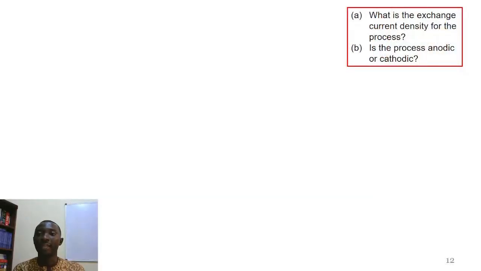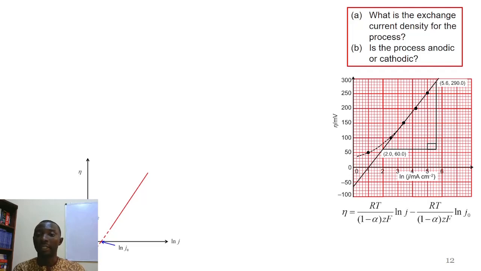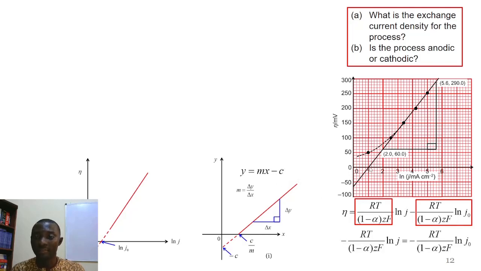Now, the first question says, what is the exchange current density for the process? Let us return to our graph. If you look at this graph, it takes this form, and the equation that applies is this. That is to say that the process is anodic. And if you compare this to this graph, which we looked at previously, you will notice that this is the gradient, and that is the intercept. Now, at this point, where the intercept is, that's on the y-axis, the overpotential is 0. So we substitute 0 in this equation.